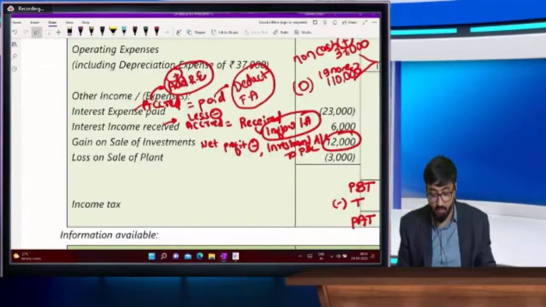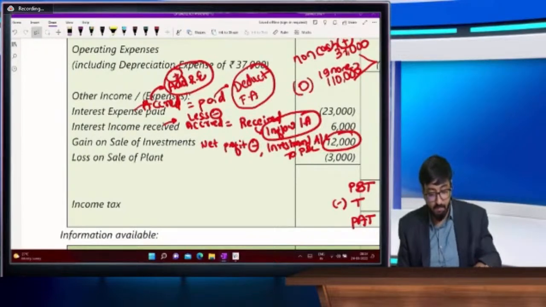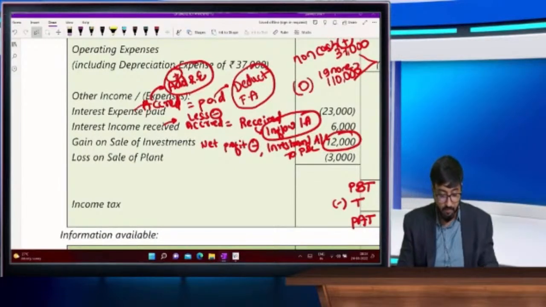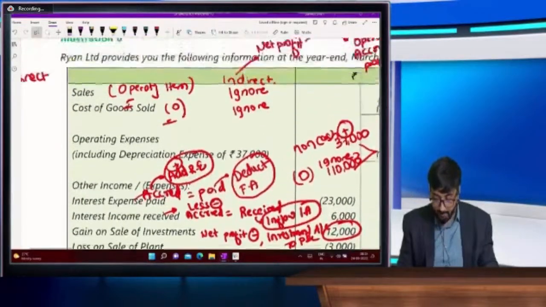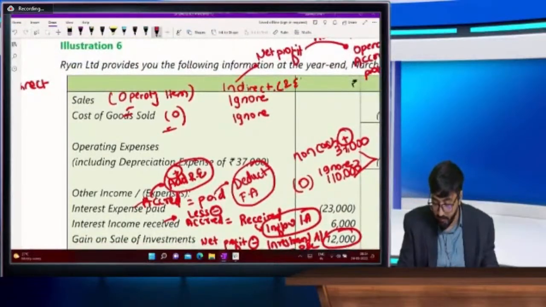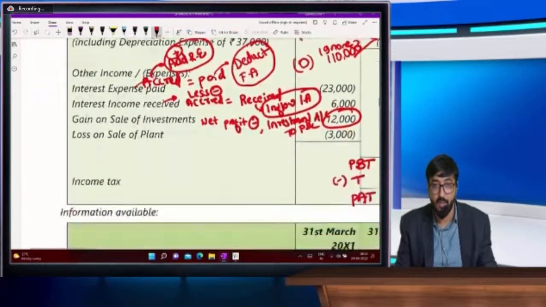Loss on sale of plant. How many effects? See, P&L we are giving two effects. Indirect method, two effects for P&L.